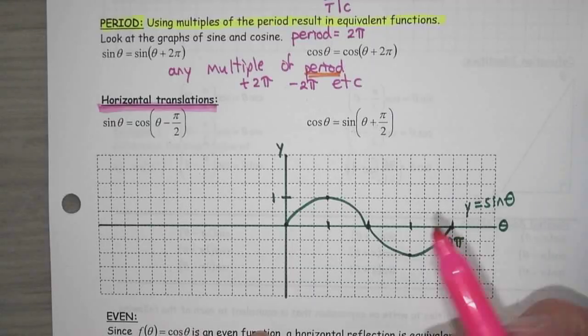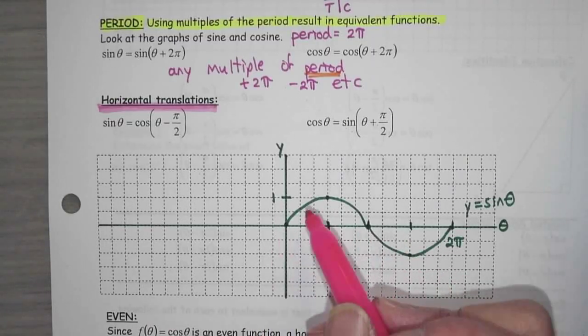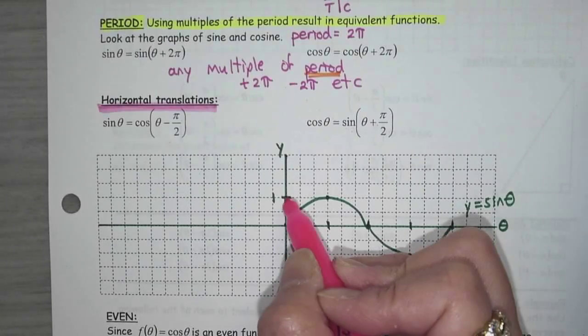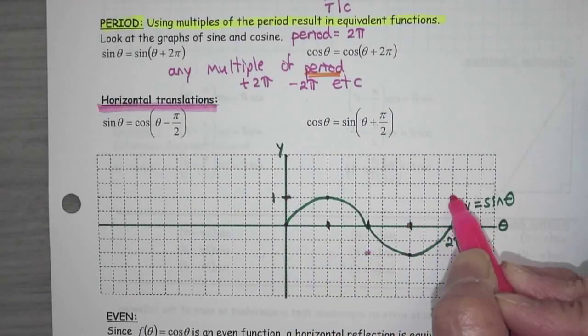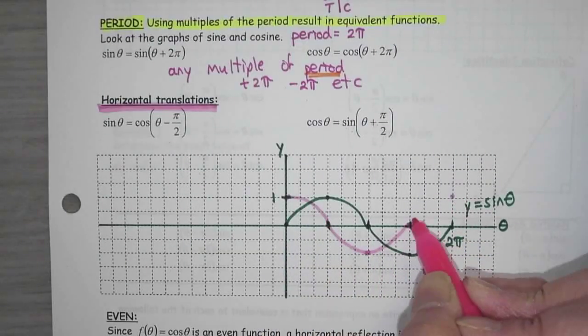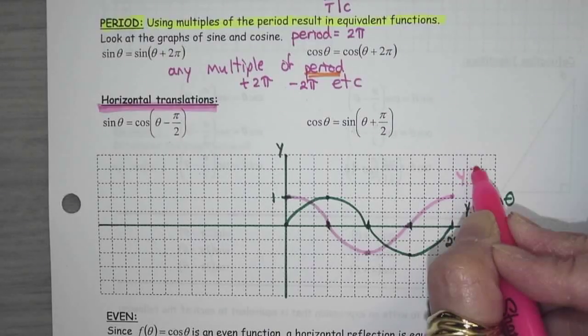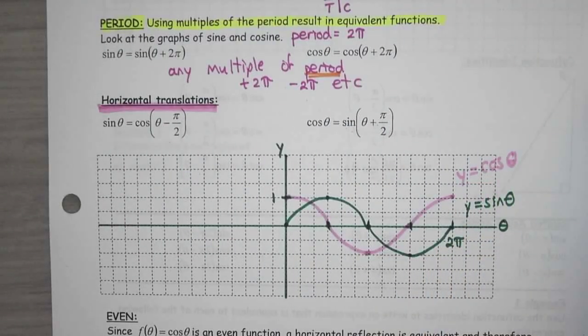Then I'm going to do this one in pink. So I'm going to do the cosine one in my hot pink here. So we're going to do cosine starts at 1, heads down. And this is y equals cos theta. So I have my two graphs.